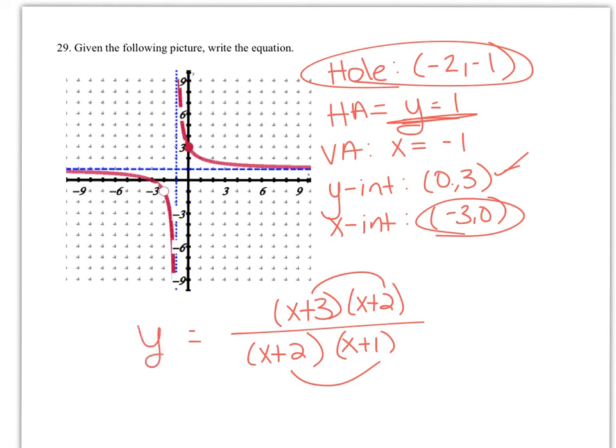So now I'm just going to double distribute this to get my equation: x squared plus 5x plus 6 over x squared plus 3x plus 2.